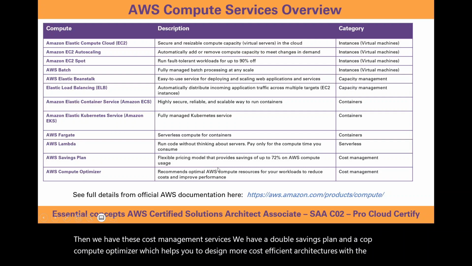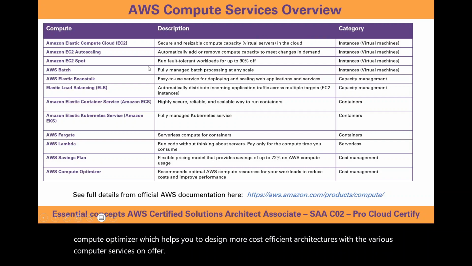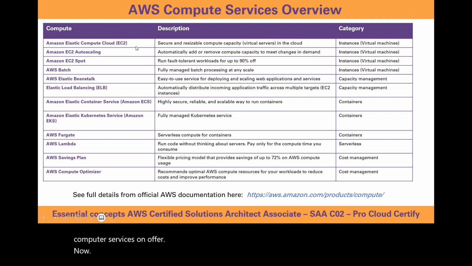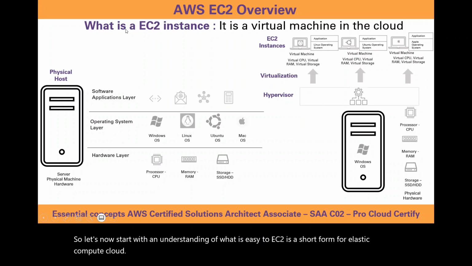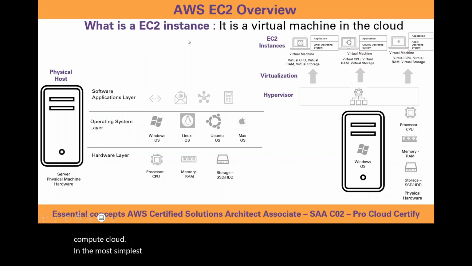Now, to progress in the video, we will go over one of the most commonly used compute services on offer, which is Elastic Compute Cloud. So let's now start with an understanding of what EC2 is. EC2 is short for Elastic Compute Cloud. In the simplest definition, an EC2 instance is a virtual machine in the cloud.